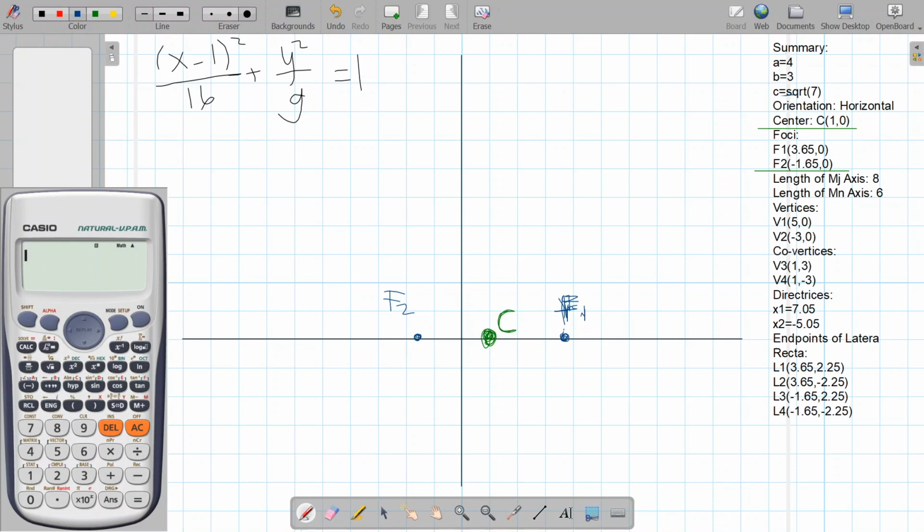Later we will do the length of the major axis. Let's focus on the vertices. The vertices are (5, 0). I'll just make it green again. Count 5 for the horizontal part: 1, 2, 3, 4, 5. Then don't move vertically because it's 0. So it's somewhere here.